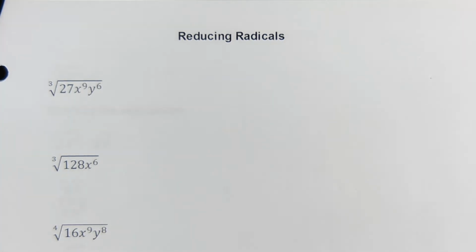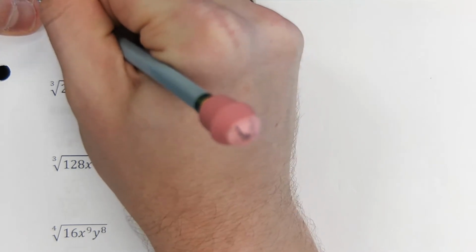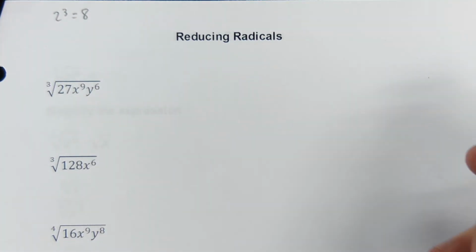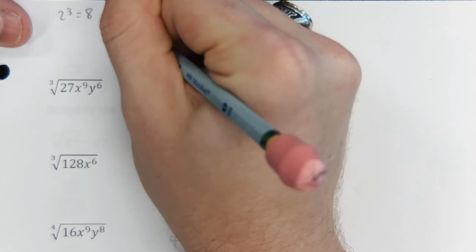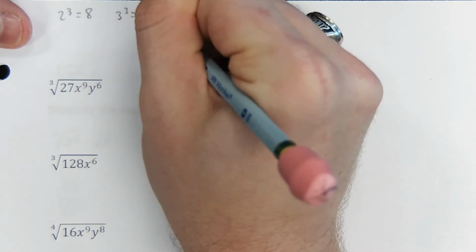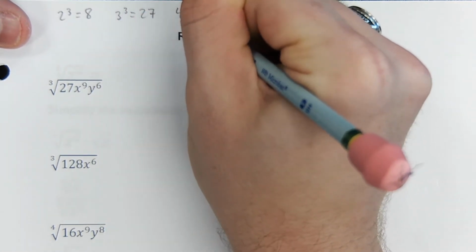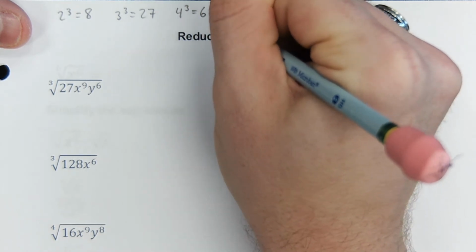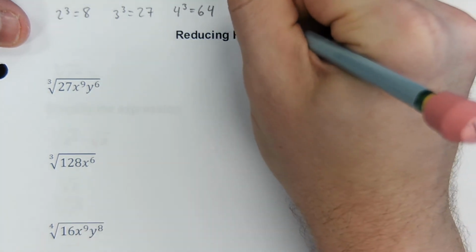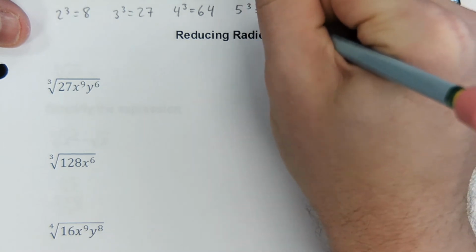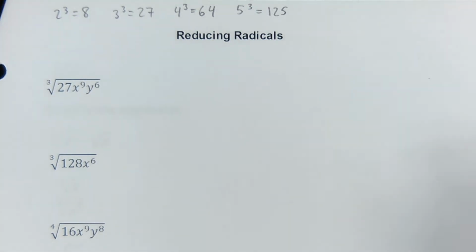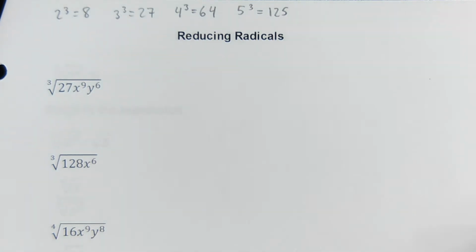1 to the third doesn't matter, so start with 2 to the third. I asked you to know that 2 to the third was 8, and 3 to the third is 27. 4 to the third, getting big now, 64. 5 cubed is 125. And I told you you don't need to know bigger than 5 to the third power. I mean, if you care, 6 to the third is 216, I think. Yes, it's 216.